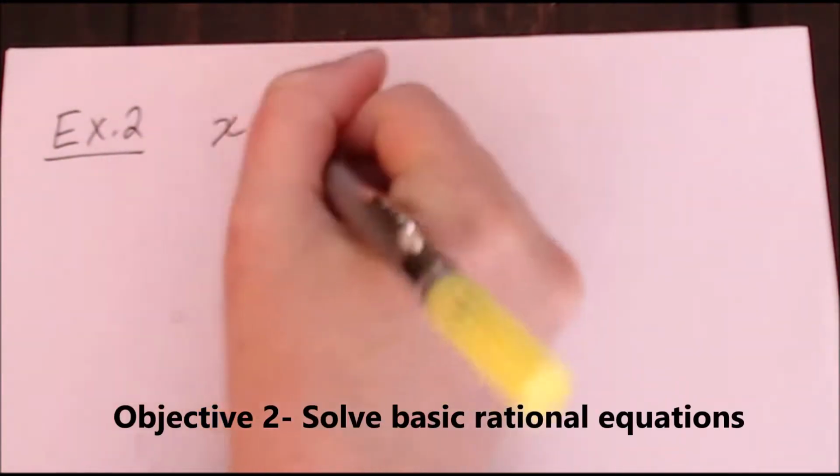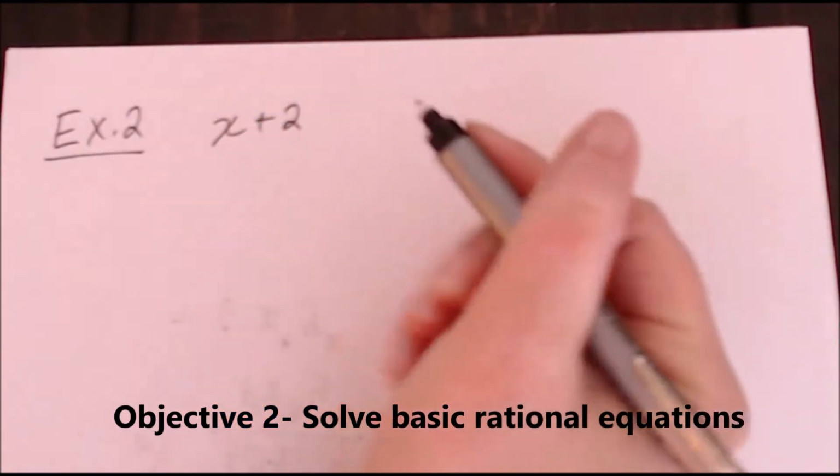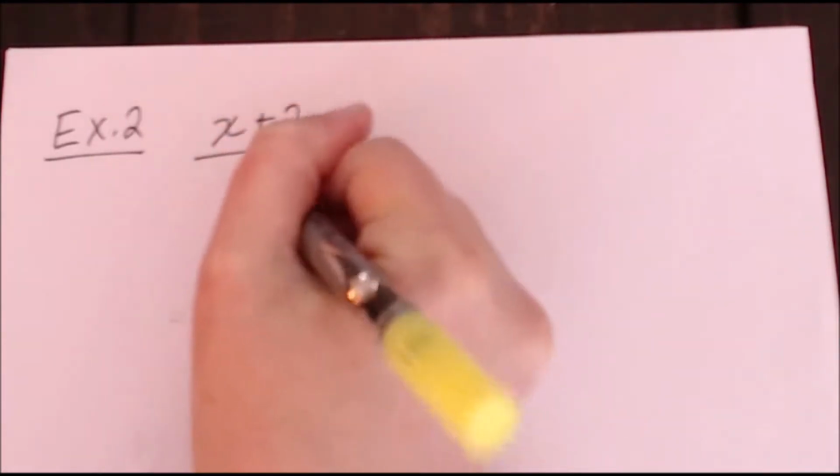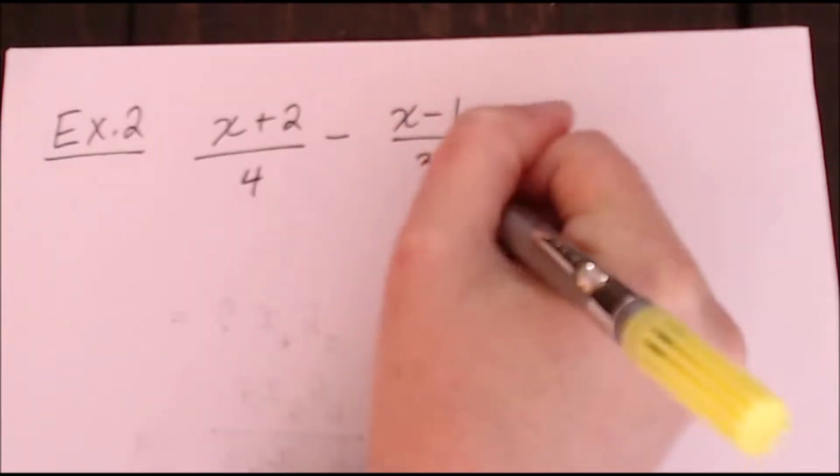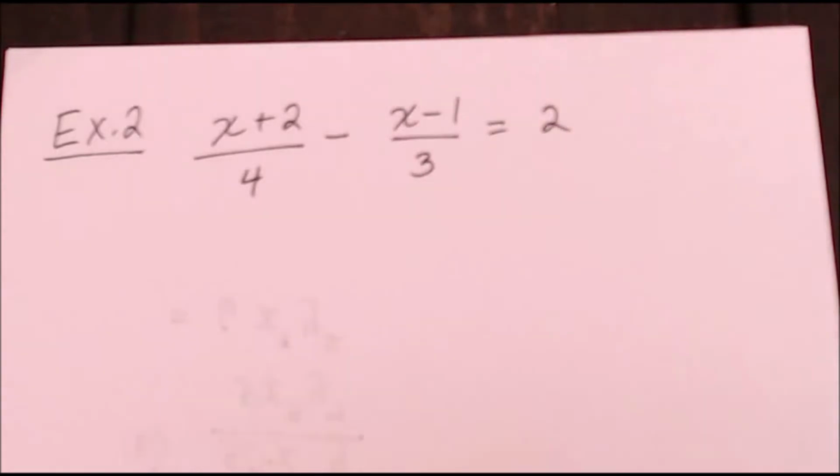Okay, let's take a look at example 2. So example 2 is what we call a rational equation because it's got some fractions in it. So we've got (x plus 2) divided by 4 minus (x minus 1) divided by 3 equals 2. And there's some different ways that we can solve this. One option that I like to use is what's called clearing the fractions. I'd rather get rid of the fractions if there are any on both sides so that I can just work with it as a basic linear equation.